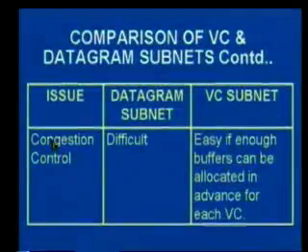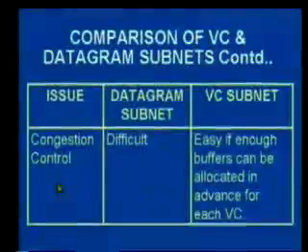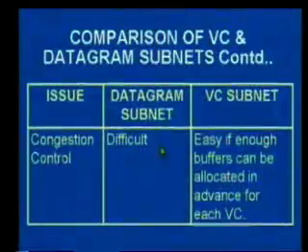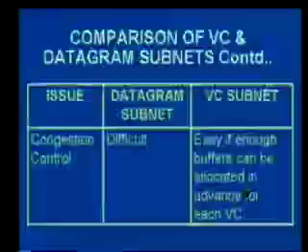Now congestion control is the important issue. We will discuss what congestion is. Congestion means that lots of packets have already reached into the subnet. If there is congestion, it is very difficult to handle in the datagram subnet. But you can easily handle this type of situation in a virtual circuit if you provide more memory.